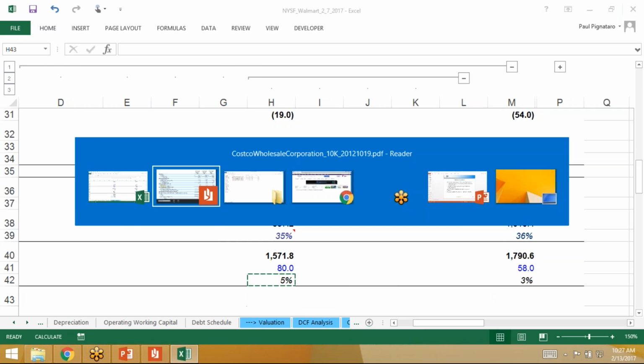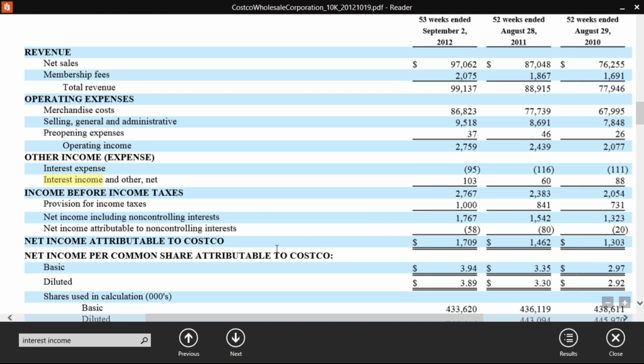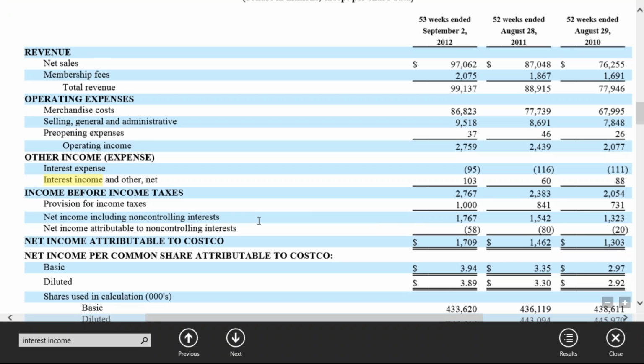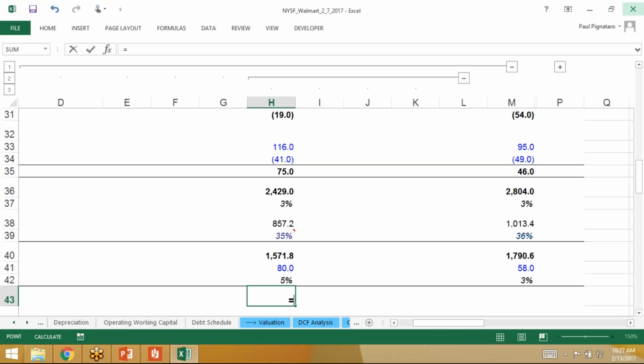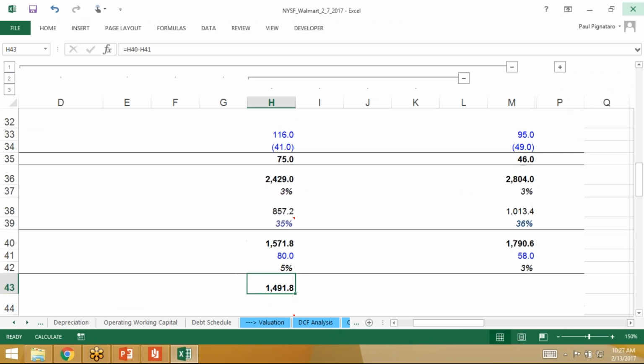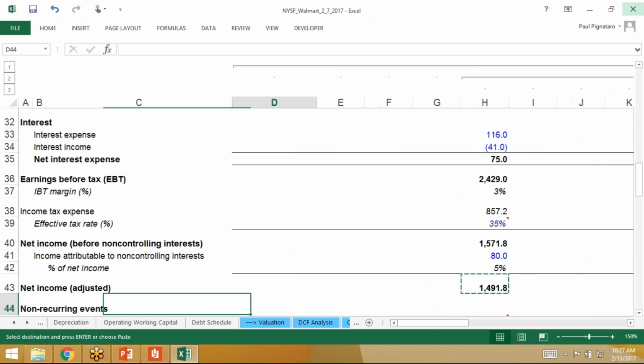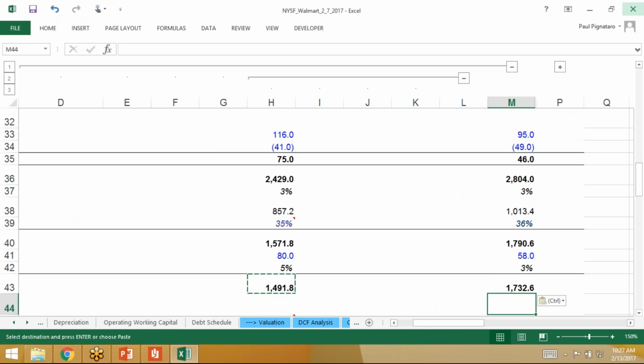And if I go back here, I want to see, are there any other line items? We basically included everything. They don't have anything else. So this is our bottom net income. This is our 1571 minus 80. This is our adjusted net income. Everybody having that?